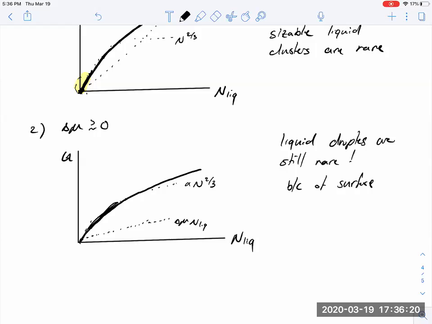So indeed, even at coexistence, if I look in the vapor around us, at equilibrium, I'm very unlikely to see any sign of the new phase.